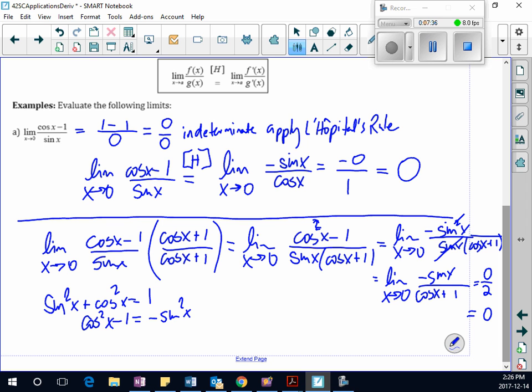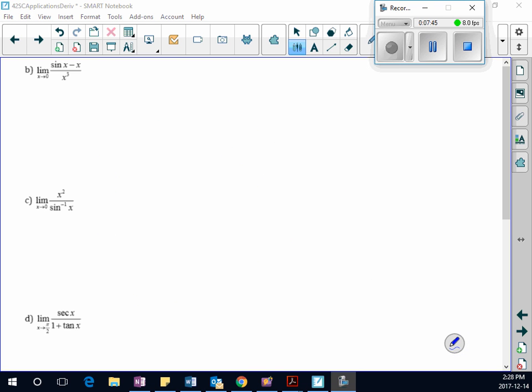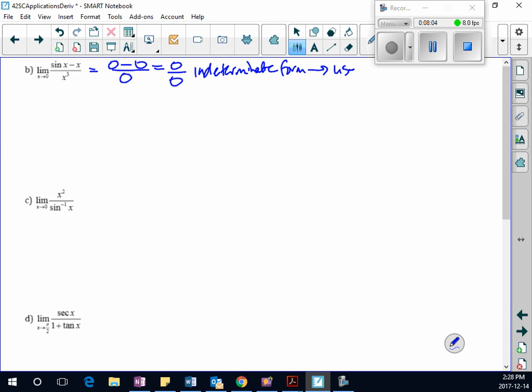Yes? Okay, but I couldn't have shown you L'Hopital's rule when we did limits because we didn't know what derivatives were yet, right? So next one, if I substitute 0 in, I get 0 minus 0 over 0, which is 0 over 0. Indeterminate form. We're going to use L'Hopital's rule.